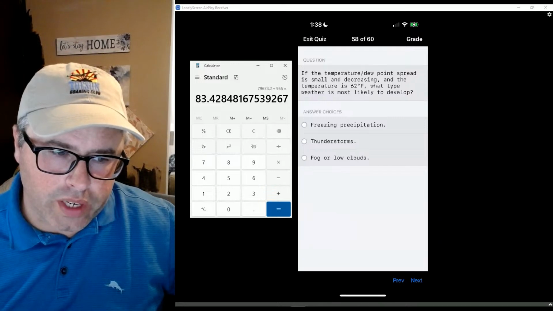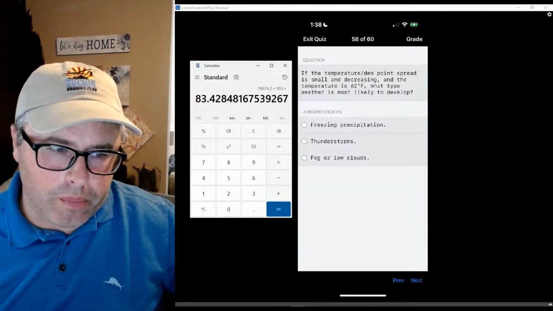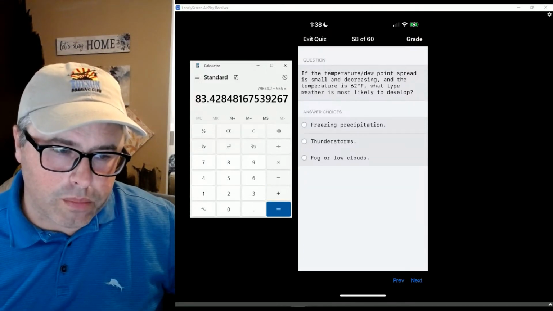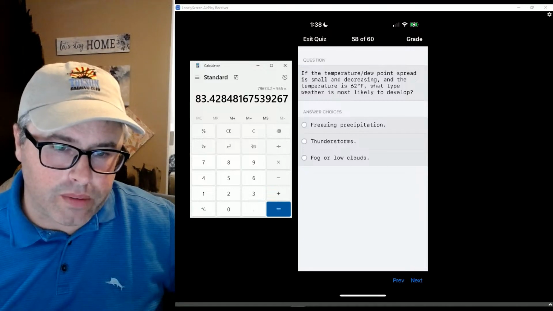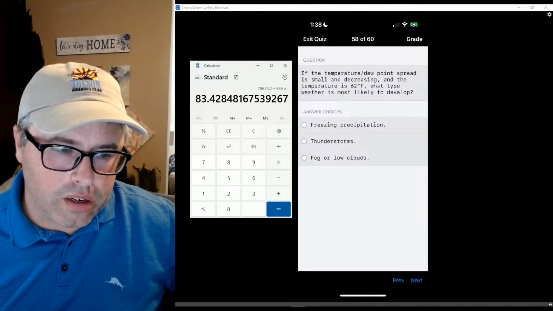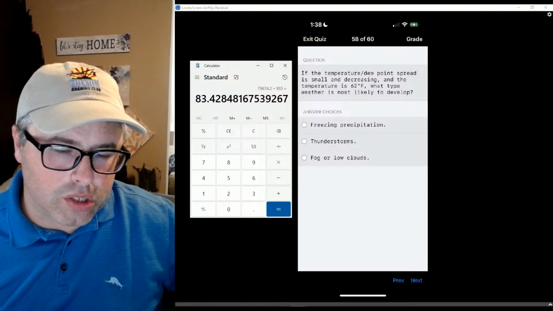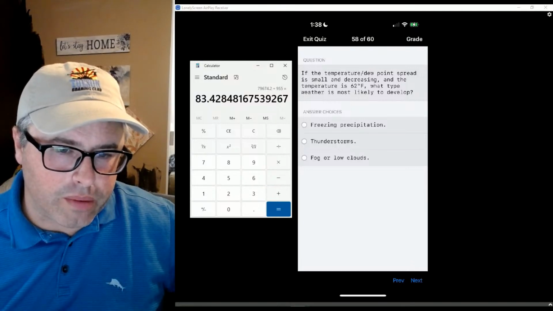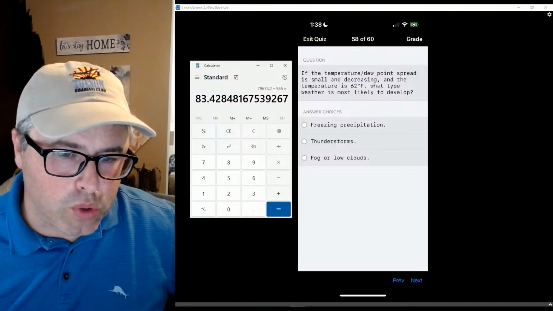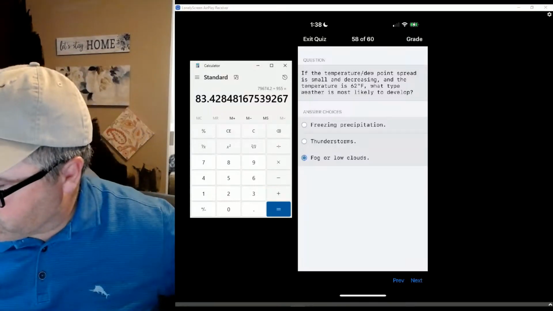No. What do we need for thunderstorms? We need a lifting mechanism. We need unstable air. They don't say anything about unstable air. And you need moisture. Doesn't say anything about that. What type is most likely to develop? Fog or low clouds. That's what it is.